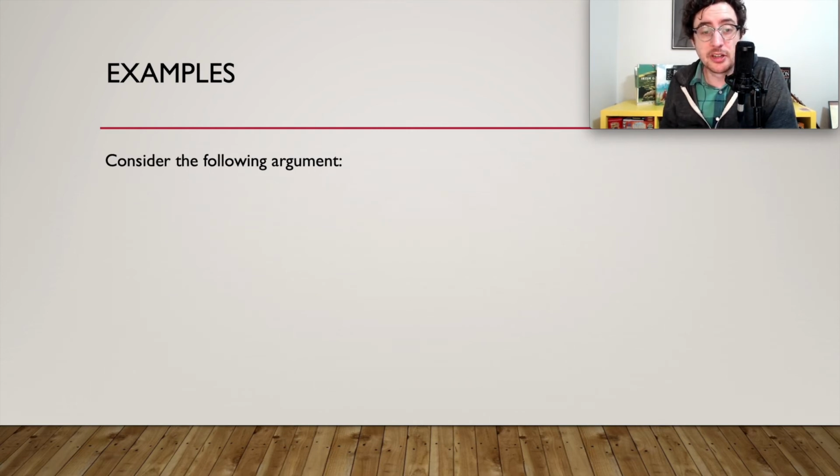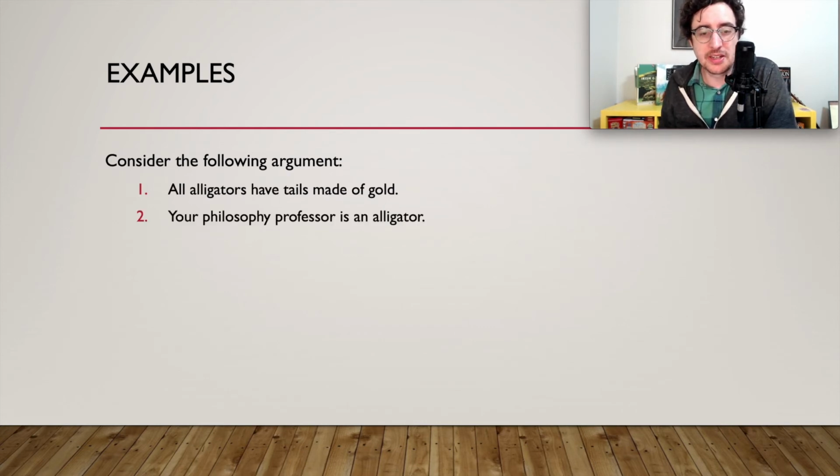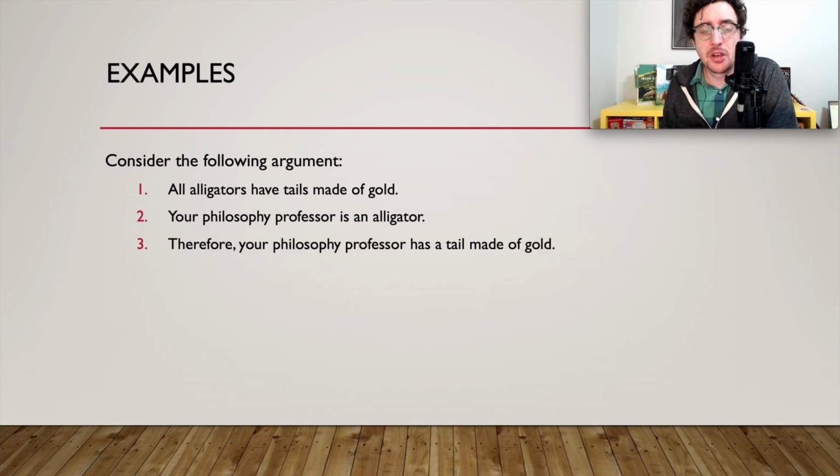Or let's consider another example. All alligators have tails made of gold. Your philosophy professor is an alligator. Therefore, your philosophy professor has a tail made of gold. Is this argument valid?